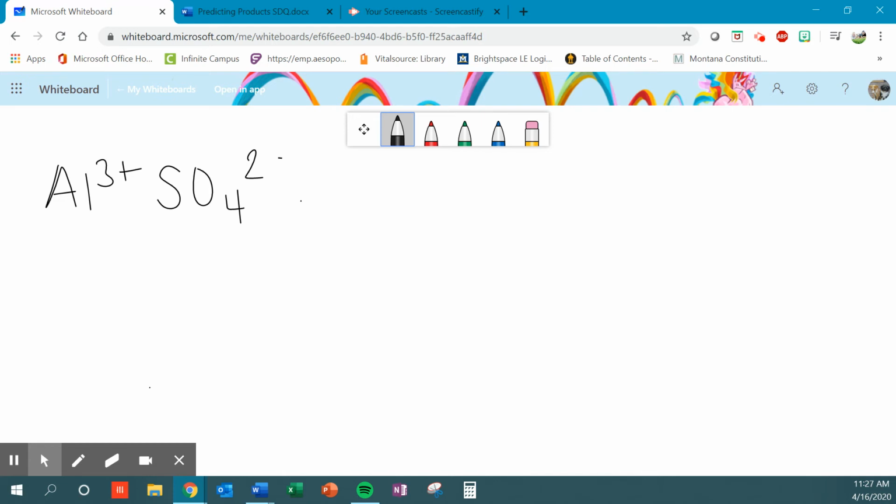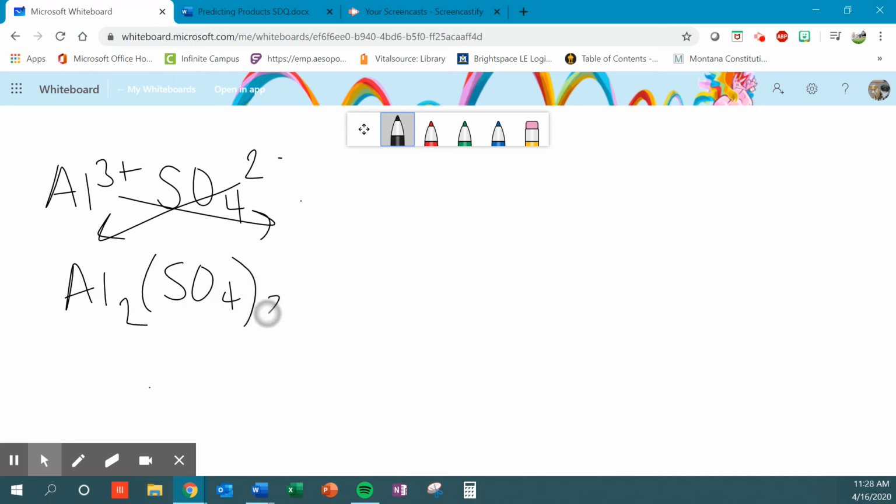And so I know that since it has a 3 plus and a 2 minus, and it's a metal and a non-metal, it's going to be an ionic bond. And so I just crisscross these charges to write the ratio at which they need to be together. And so it would be Al2(SO4)3 would be the actual reactant of how we would write this.